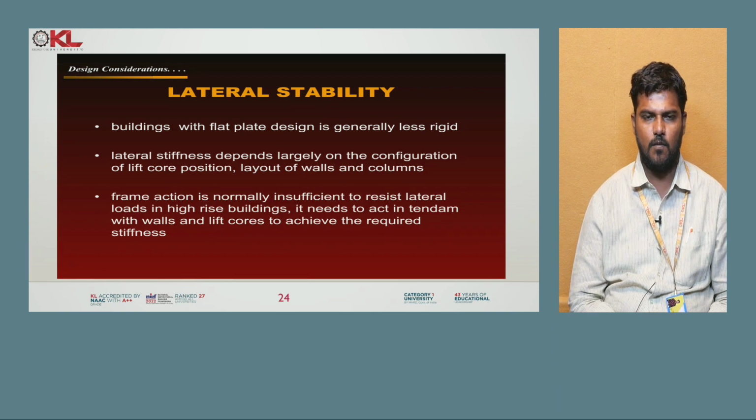Next design consideration is about the lateral stability. Buildings with flat plate design are generally less rigid. The lateral stiffness again depends largely on the configuration of lift core position and the layout of the walls and columns. Frame action is normally insufficient to resist lateral loads in high-rise buildings. It needs to act in tandem with walls and lift cores to achieve the required stiffness.